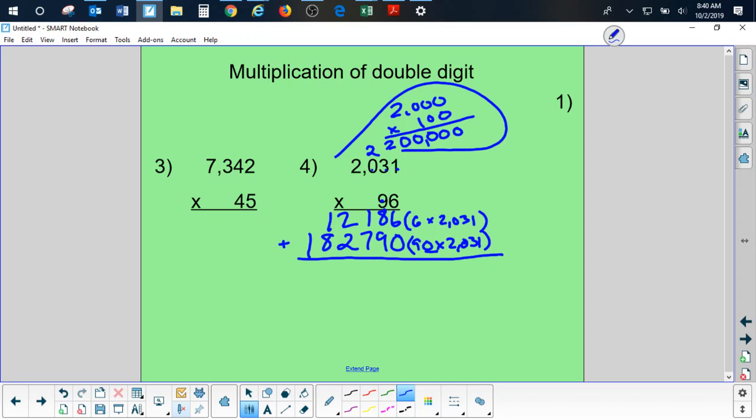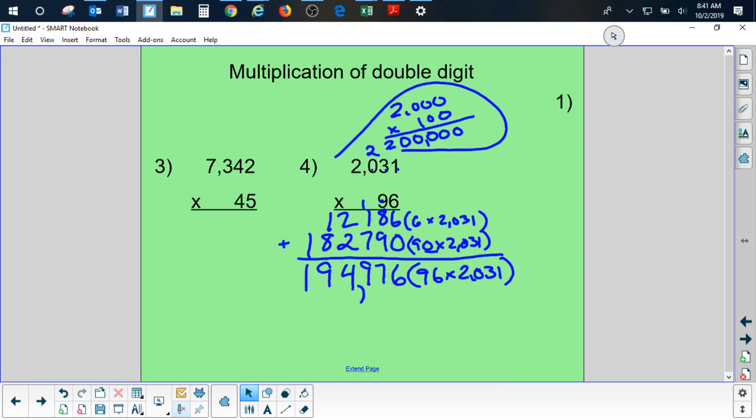When I add all of it together, I'm going to get my 96 times 2031 is my answer. 6 plus 0 is 6. 9 plus 8 is 17. 7 plus 1 plus 1 is 9. 2 plus 2 is 4. 8 plus 1 is 9. And 1 plus nothing is 1. So I get my answer of 194,976, which is close to my estimation of 200,000.